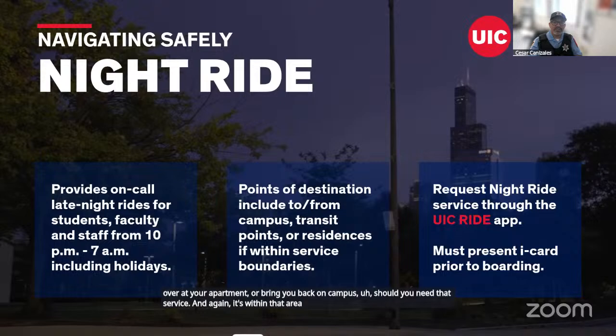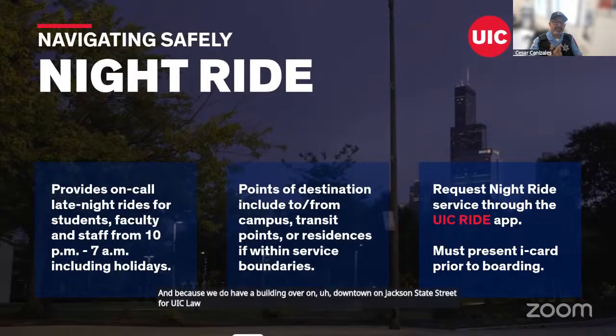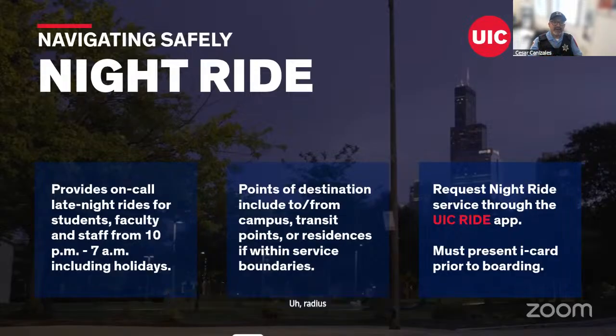When you download the UIC Ride app, it'll show you a map to see what the areas of service are. And because we do have a building downtown on Jackson and State Street for UIC Law School, they will pick up and drop off people within a six block radius of that area too. So you can use that service over there if you're in law school.